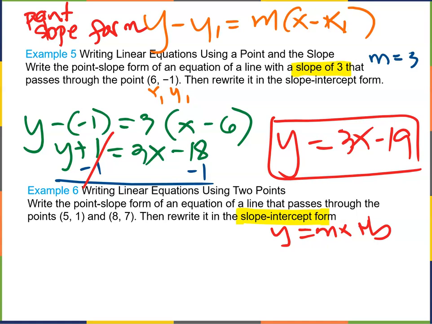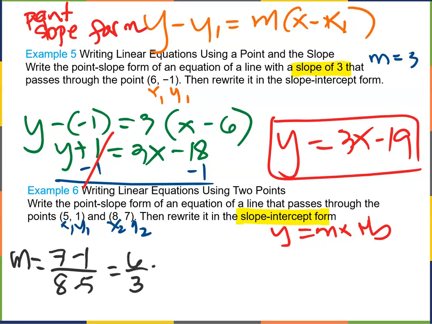So you have the 2 points. Let's say this is x1, y1, x2, y2. So first solve for the slope: y2 minus y1, 7 minus 1, over x2 minus x1, 8 minus 5. 7 minus 1 is 6 over 3, which is equal to 2.